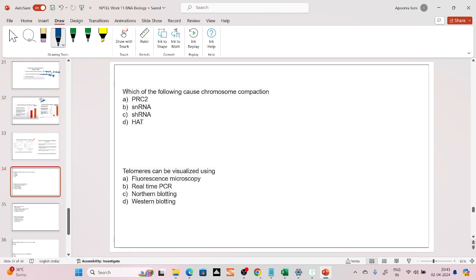There is no option. So, which of the following causes chromosome compaction? snRNA, shRNA, HAT or PRC2? What should be the answer? Think. Try to answer the question.